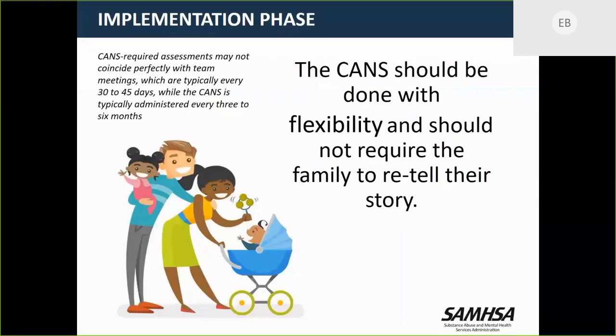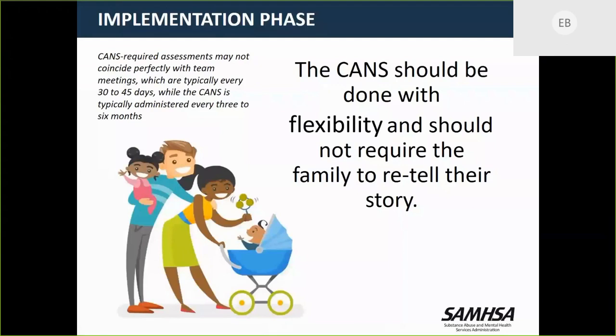So our third phase of wraparound, the implementation phase. Important to note, and maybe John should take this, I think you've already said it, the CANS should be done with flexibility and should not require the family to retell their story. I like the idea of the closet organizer. Anything else you want to add to this one, John?